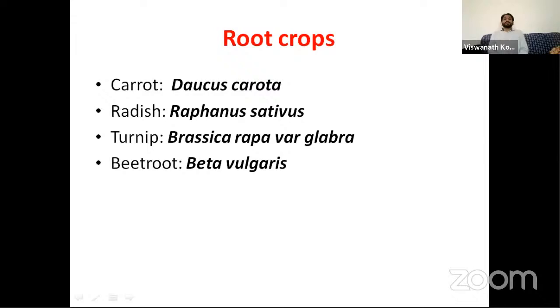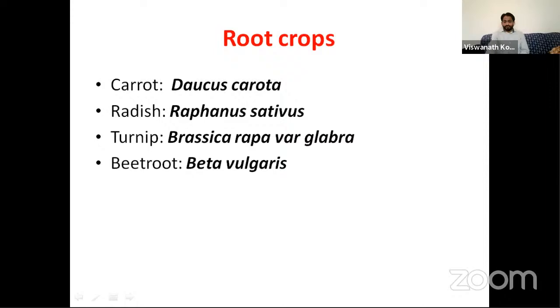So now we next move to the root crops. There are four important root crops: carrot, Daucus carota; radish, Raphanus sativus; turnip, Brassica rapa; and beetroot, Beta vulgaris. The origins, chromosome number, and the other things you just refer in a book that I have not mentioned here.